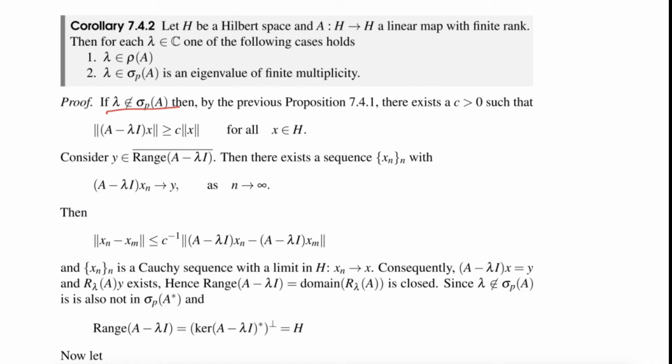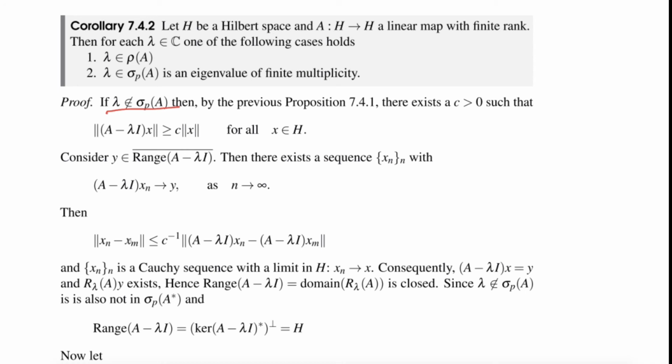Then by the previous proposition 7.4.1, (A minus lambda I)x cannot go to 0. So the infimum of that is not 0, which means it is bounded away from 0. So there's a c, so that the norm of (A minus lambda I)x is larger or equal c times the norm of x for all x in H. Now let's consider another point y in the closure of the range of A minus lambda I, which means we can approximate it with points x_n, so that (A minus lambda I)x_n is approximating this point y.